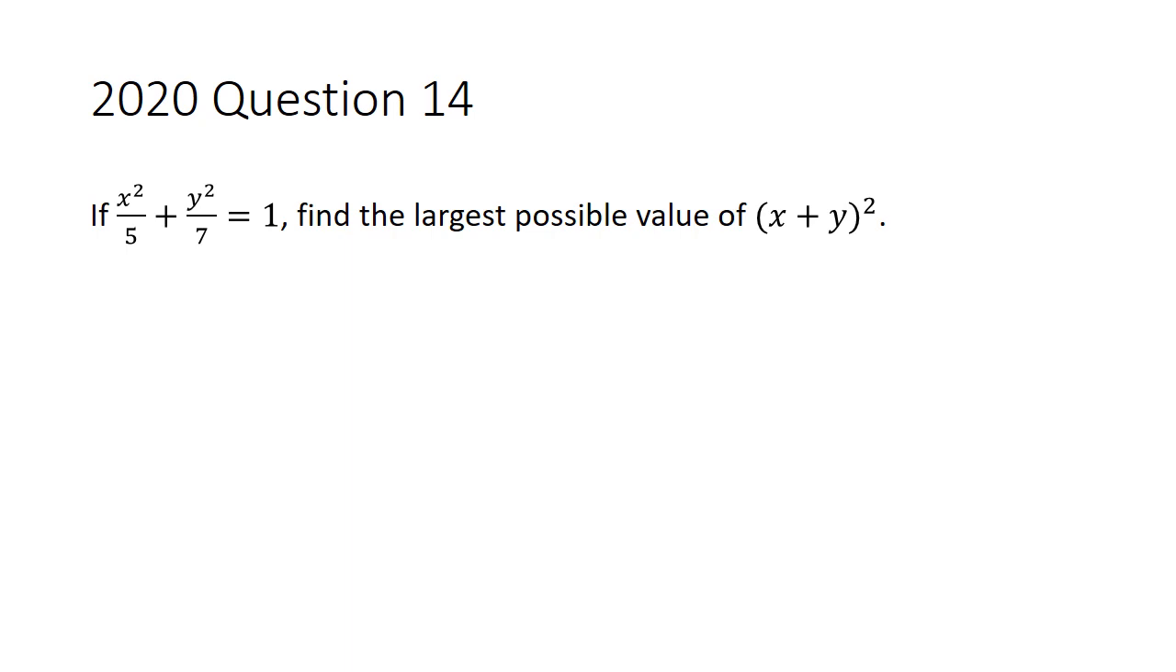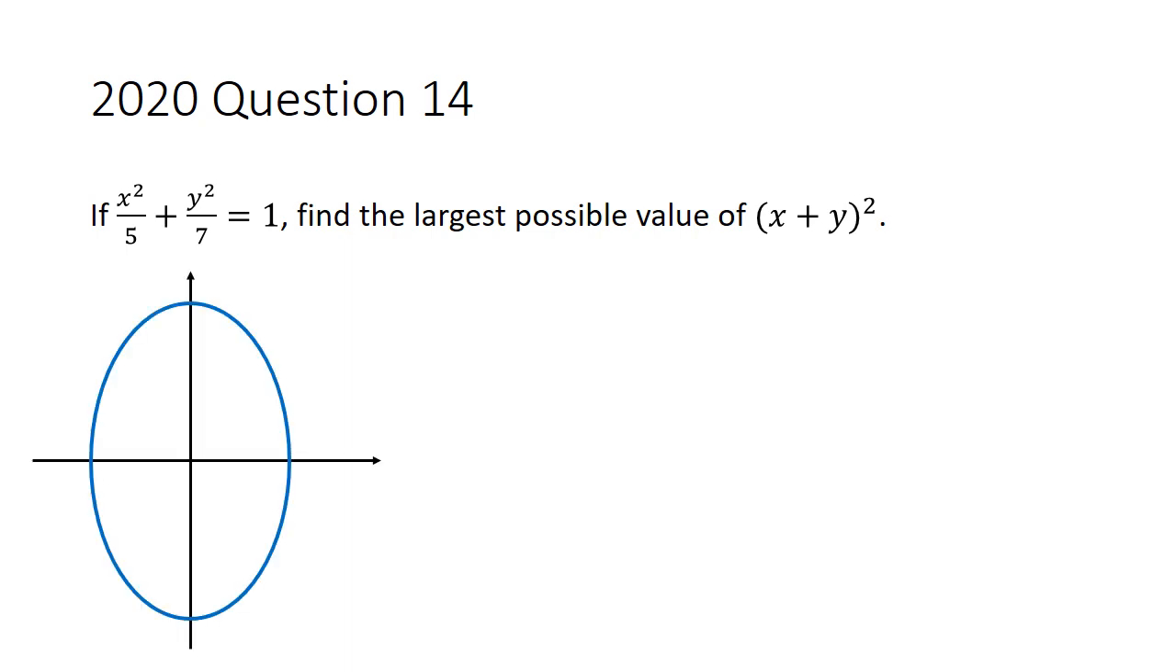So to tackle question 14, we can represent the equation x squared over 5 plus y squared over 7 equals 1 as the equation of an ellipse. So this is its graphical form. And we want the largest possible value of x plus y squared. We can just find the largest possible value of x plus y. So let's assume x plus y equals some value k.